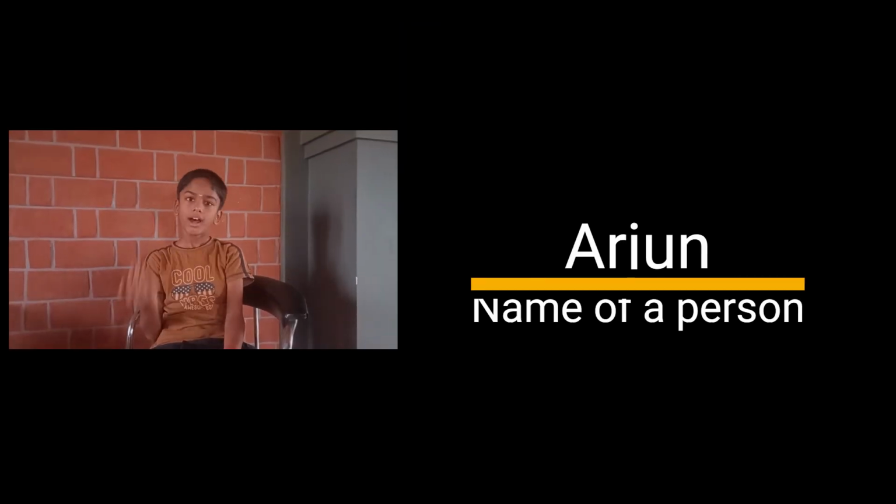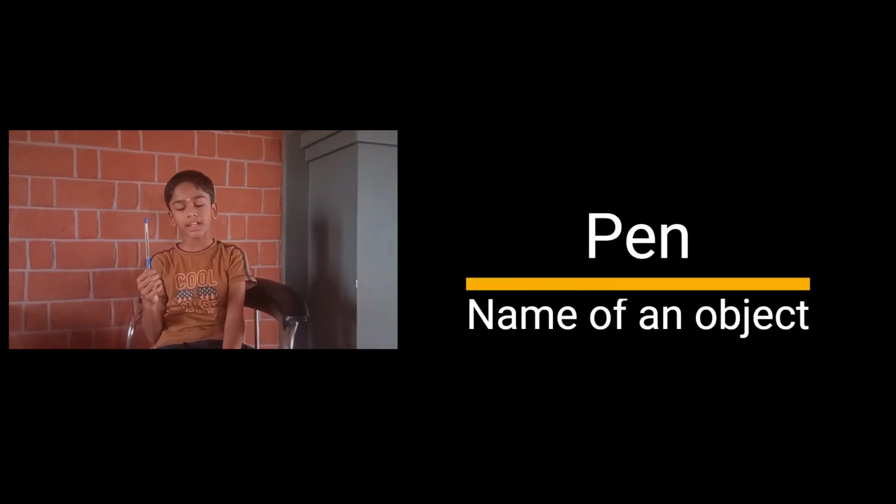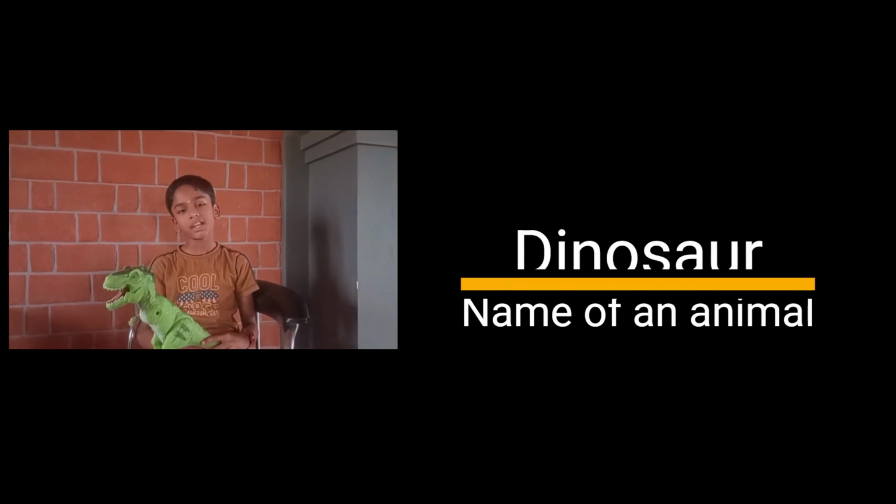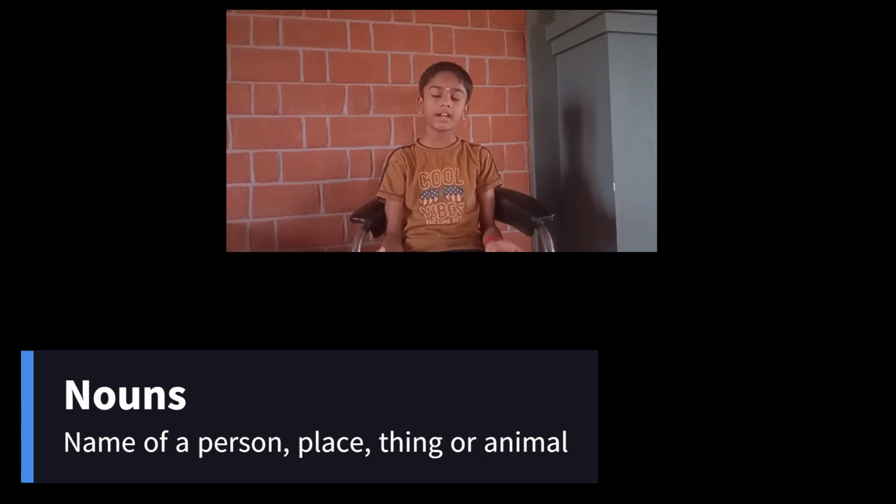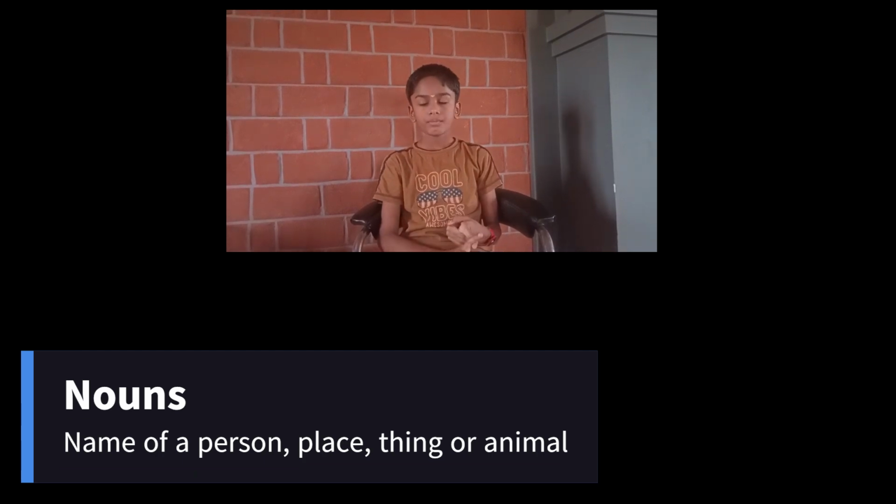What is my name? Arjun. What is this object's name? Pen. What is this animal's name? Dinosaur. So nouns are words that name person, place, object or animal. So Arjun, pen, dinosaur are nouns.